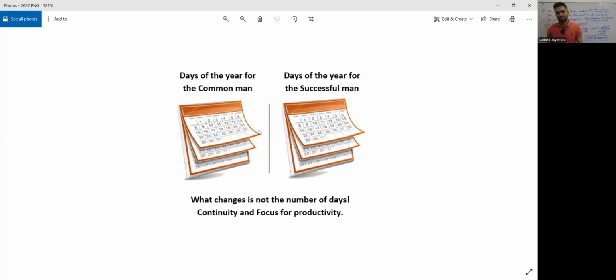Do you see any difference between the two calendars? No, right? So on the left side you have the days that are given for a common man, the days an ordinary person gets. And on the right side you have the days given for a successful man.